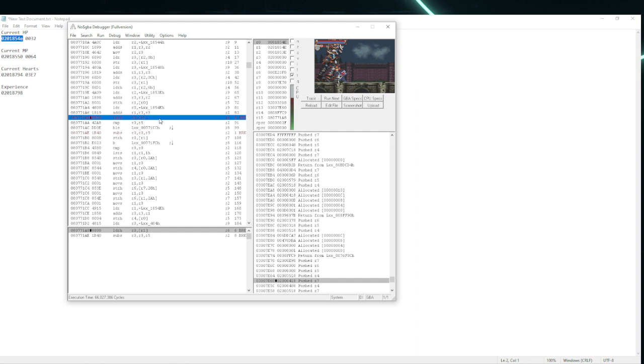Okay, so it just broke on the load. It's loading the value of register 1. What's the value of the address that's at register 1? We know this is our health from looking at it right here. And it's loading it into register 0.